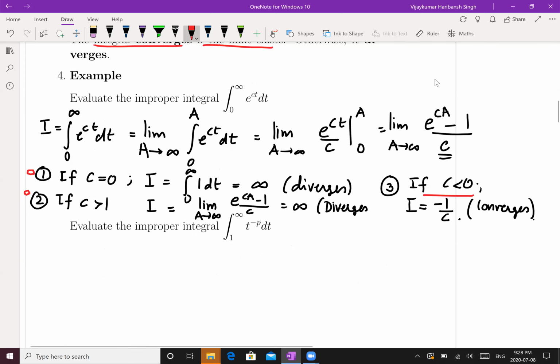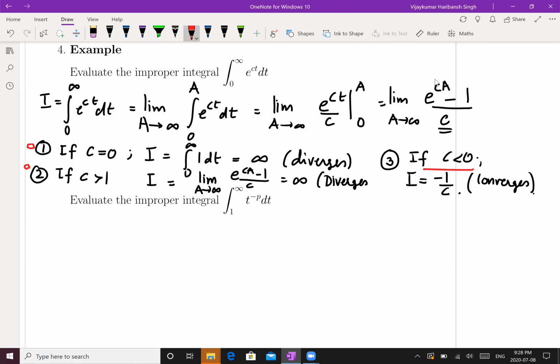Now let's look at the next improper integral, the integral from 1 to infinity of t to the power minus p dt. Again, we are assuming that p is non-zero, otherwise it becomes boring. Let's call this integral I. So I should be written as a limit as a goes to infinity of the integral from 1 to a of t to the power minus p dt.